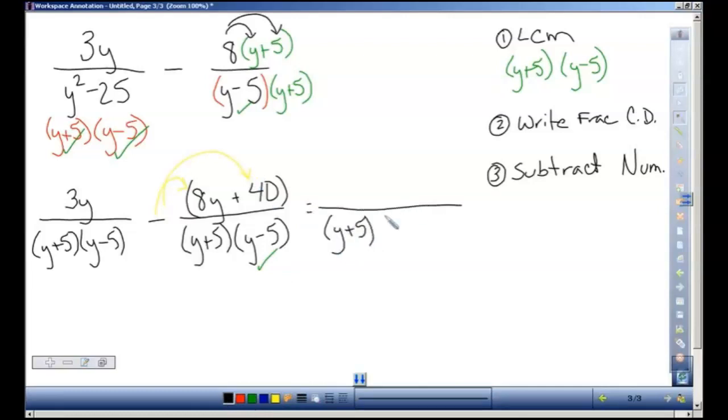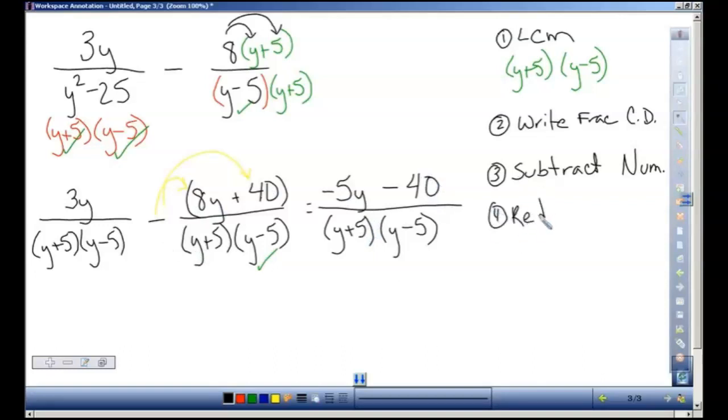Now, as we mentioned before, our denominator is not going to change. Once you find that common denominator, it just stays the same. So 3y minus 8y will give me negative 5y, minus 40. I have to make sure that that negative goes with it, minus 40.